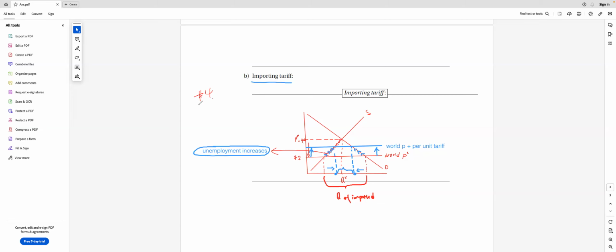Actually, this is not new. Once again, we learned about this in greater detail in your macroeconomics notes number 4.